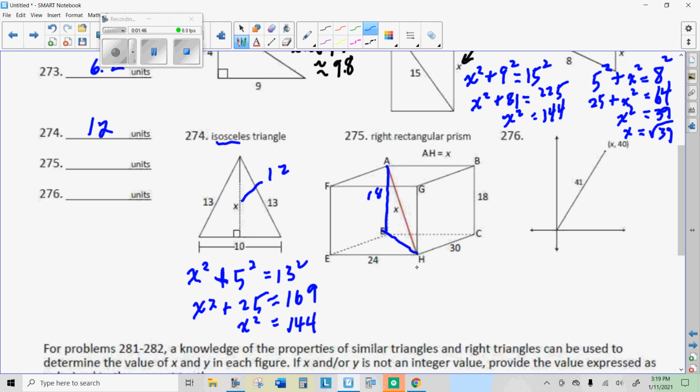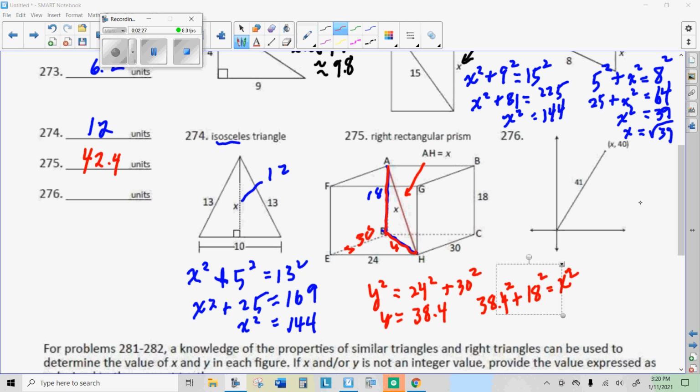But to find this length at the bottom there, I'll draw it in red. The corners are right angles, even though they three-dimensionally don't look like it. And this is 30. So to find this missing length, let's call it y for now, we're going to do y squared equals 24 squared plus 30 squared. And once you find y, then you can use this 18 here to find the missing number x. Go ahead and give that a try.